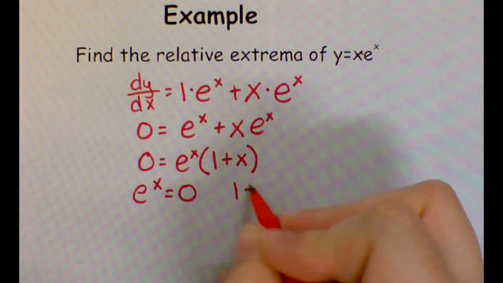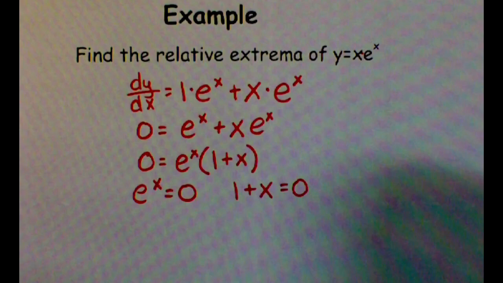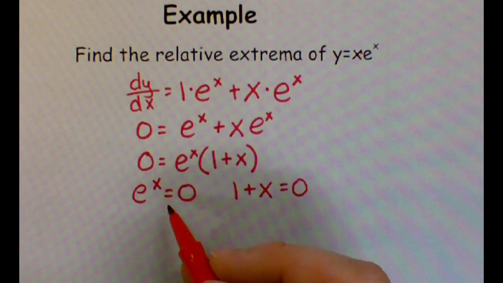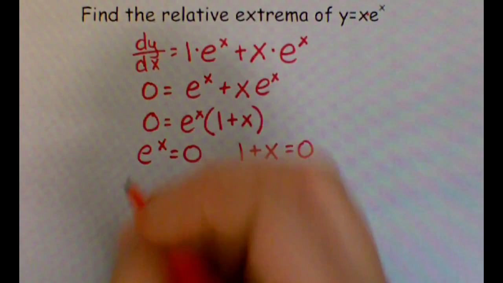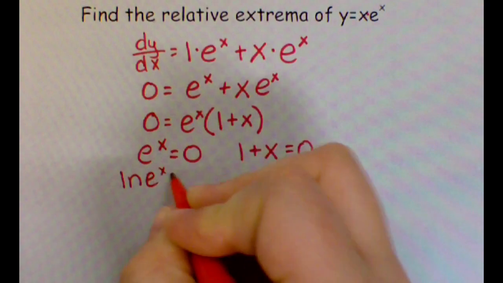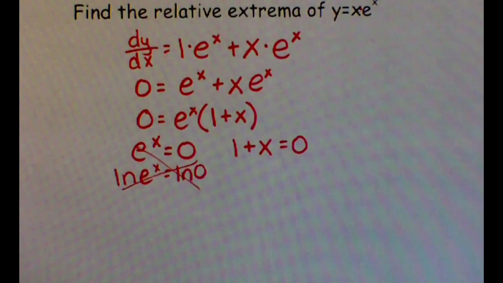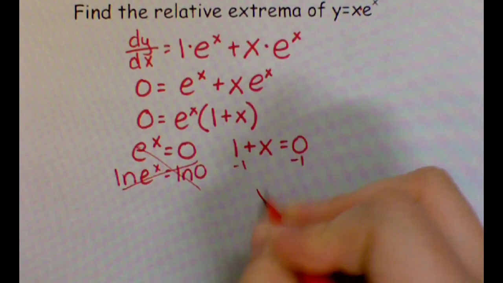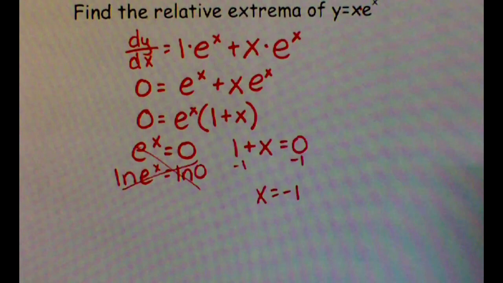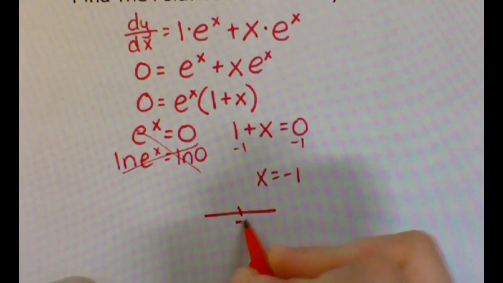e to the x equals 0. 1 plus x equals 0. Well, e to any power will never give me 0. Remember, I would use natural log here. The natural log of 0 does not exist. That's not giving me an answer. Subtract 1 here. x equals negative 1 is my only relative extrema, my only critical number.